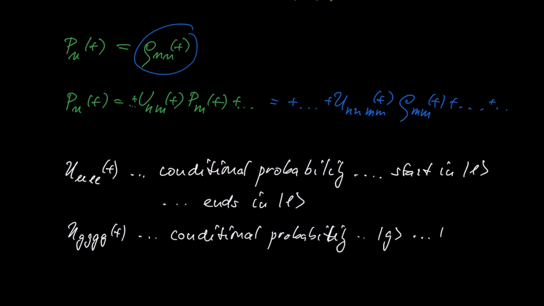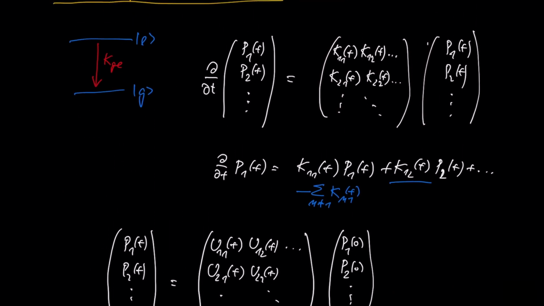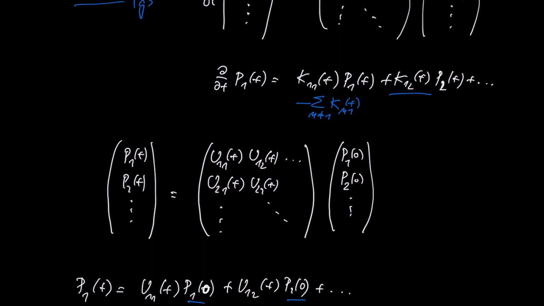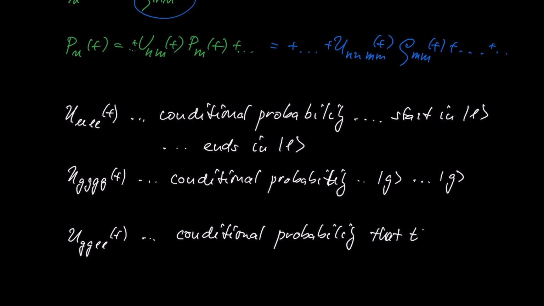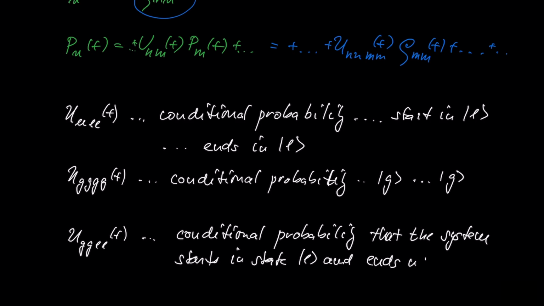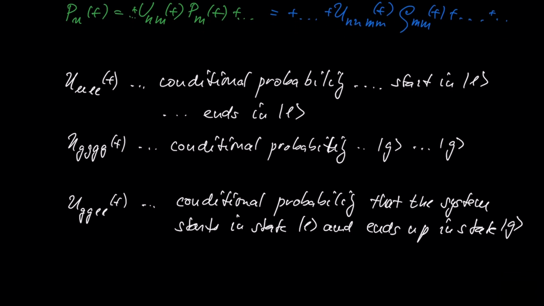And here we have the GG. But obviously, because we can assume that there is a transfer from E to G, we must have also a contribution which starts in the E and ends with G, and again this goes from the right hand side to the left hand side. So this is now the conditional probability that the system starts in state E and ends up in state G. That is a process that definitely occurs.